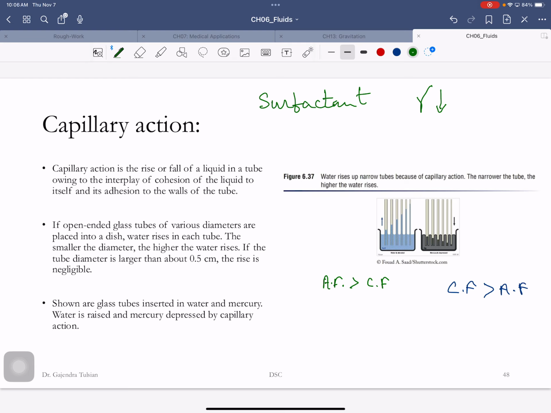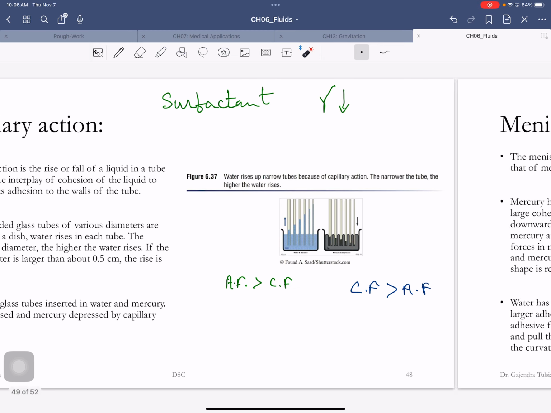So capillary action is the rise or fall of liquid in a tube owing to the interplay of cohesion of a liquid to itself and adhesion to the wall. This is because cohesion and adhesion have a comparative relationship. When adhesive forces are greater than cohesive forces, the fluid will rise. When cohesive forces are greater than adhesive forces, the liquid will fall.